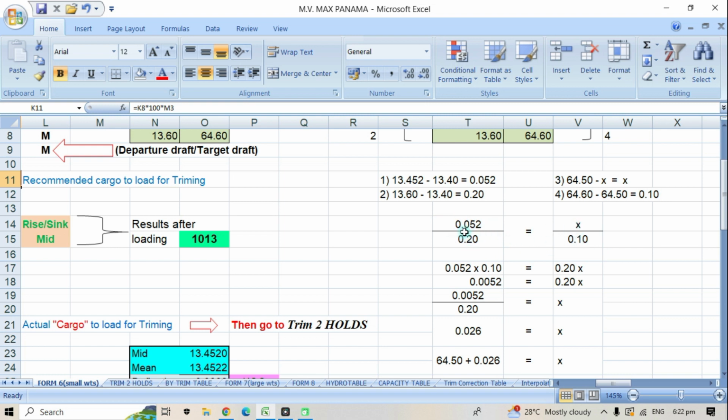So 0.052 times 0.10 equals 0.20x. Multiplying these two gives 0.0052, and this is the same as 0.20x. To get the value of x, the 0.20 goes down as the divisor. So 0.0052 divided by 0.20, and the answer will be 0.026. So that will be the value of x.